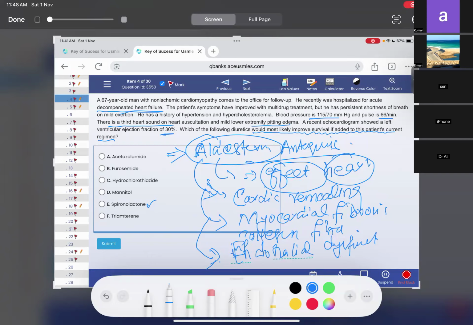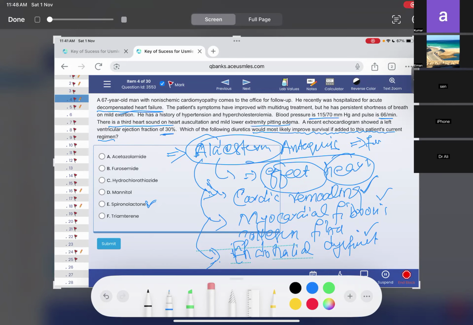So along with the diuretic function of spironolactone, spironolactone will also antagonize the aldosterone. So it will also minimize these effects, like cardiac remodeling, myocardial fibrosis, and endothelial dysfunction. Due to this effect, the survival rate is usually increased in the patient. Now you are clear, doctor?